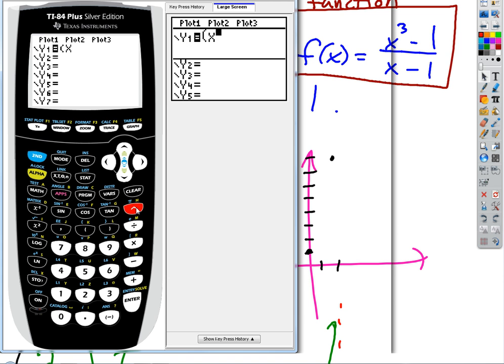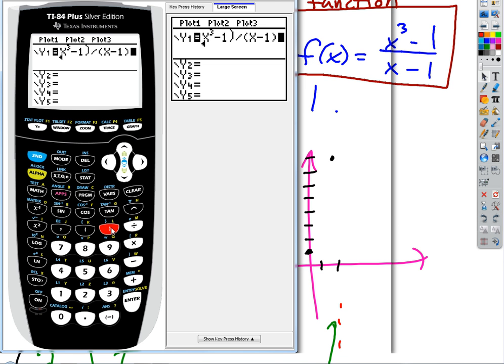X cubed. And just one little quick thing here, you're implying this, but I gotta hit that left arrow to get out of the exponent. Minus one, close parentheses, very good. Divided by, open parentheses. Minus one. Okay? That makes sense. Any questions on that? Looks good, right?